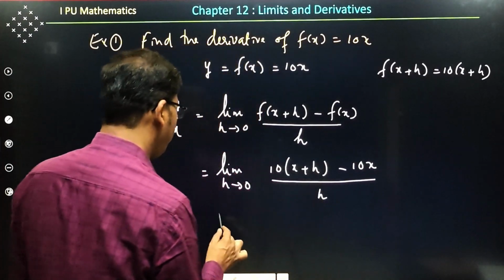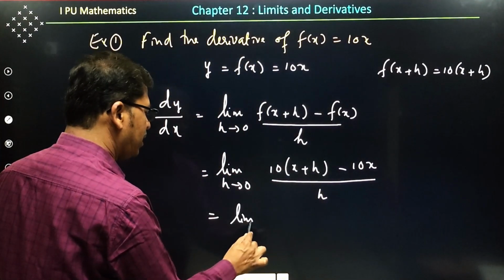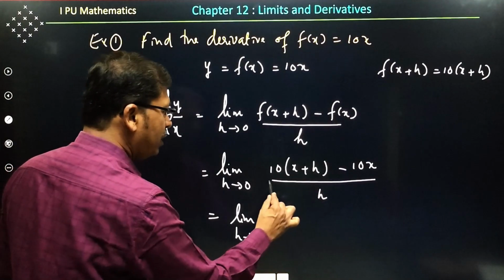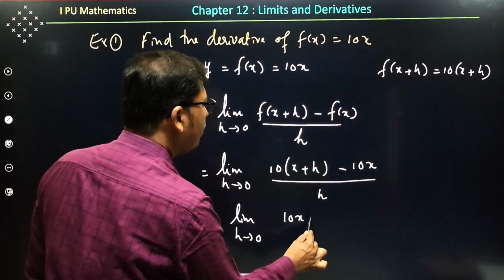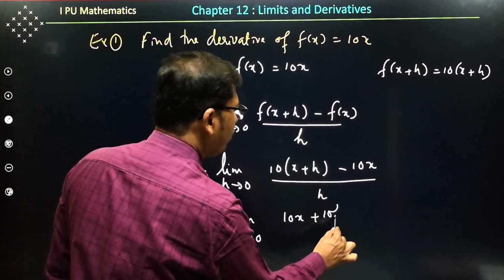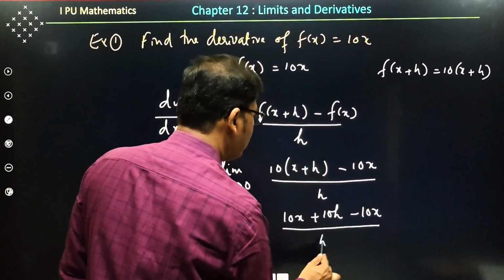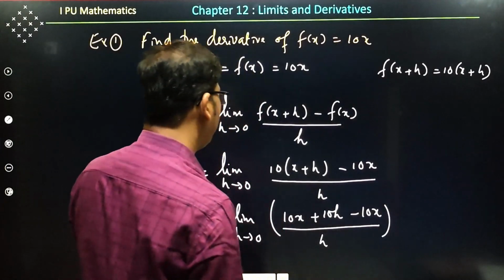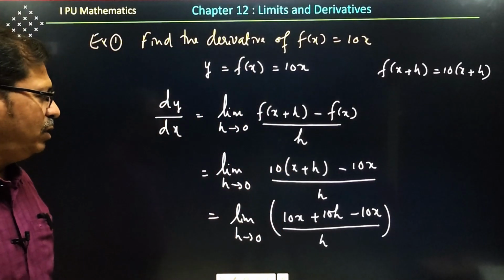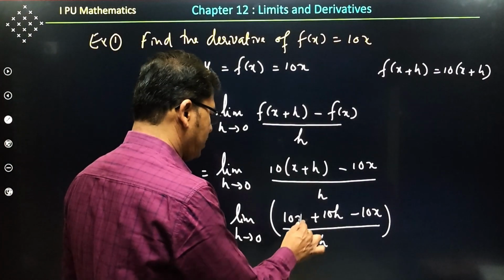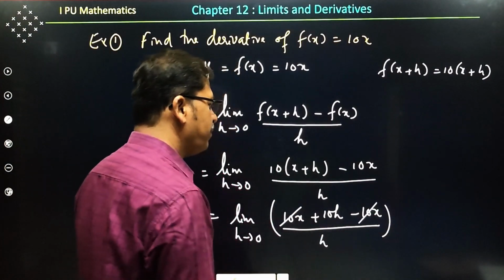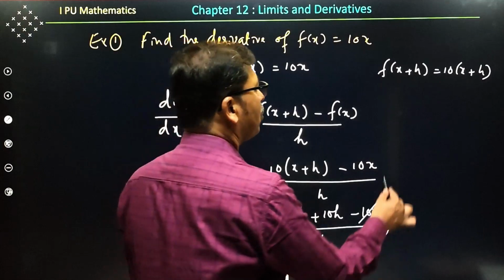Let us simplify this limit. Evaluate this limit: limit h tends to 0 of 10 into x, which is 10x, plus 10h minus 10x, whole divided by h. Direct evaluation is not possible. If you put h equal to 0 directly, you get 0 by 0. Now on simplification, you see what happens. This 10x and this 10x cancel.